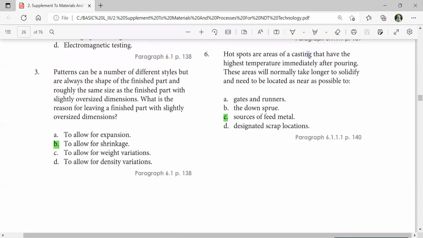Hot spots are areas of a casting that have the highest temperature immediately after pouring. These areas normally take longer to solidify. Sources of feed metal.